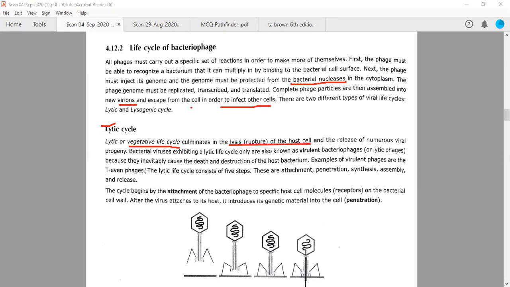So if you take T2, T4, T6, all the T-even phages perform the lytic life cycle. The lytic cycle consists of five steps. You can remember them with the trick APSAR. So you can write it: attachment, penetration, synthesis, and then release. So attachment, second is penetration, S for synthesis, A for assembly of viral particles, and then finally it will be released out of that particular bacterial cell, right?